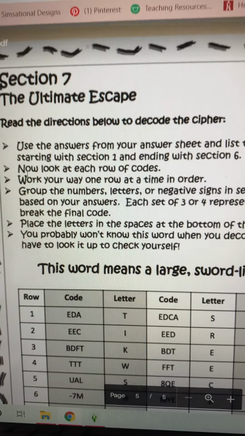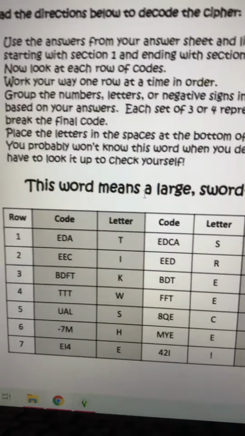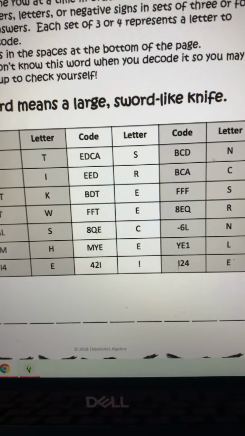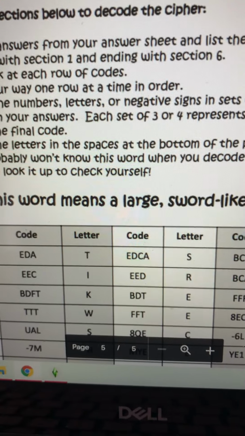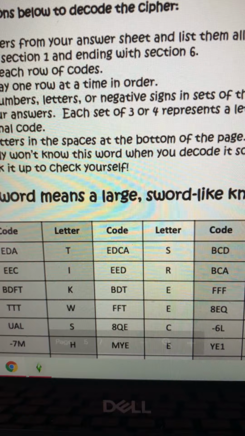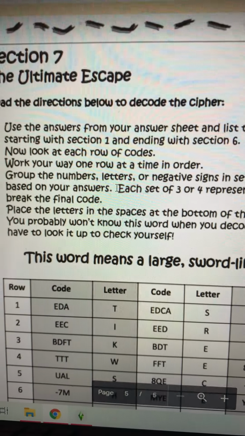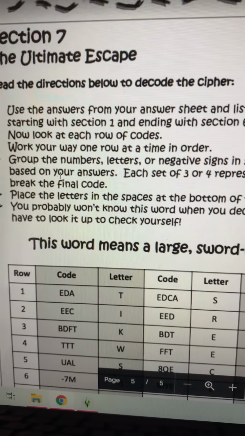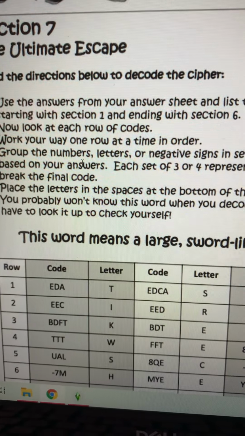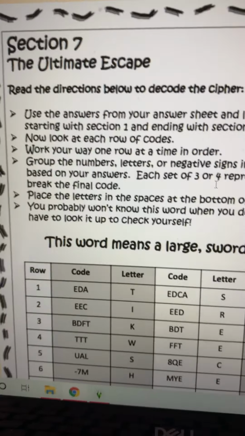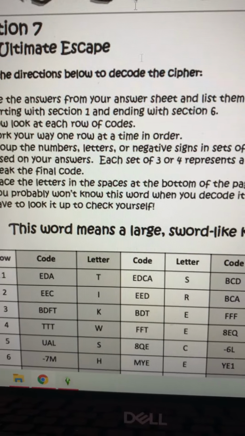Step 2, now look at each row of codes. Okay, here's our row of codes. Codes and codes, all right? Work your way one row at a time in order. Group the numbers and letters or negative signs in sets of 3 or 4 based on your answers. Each set of 3 or 4 represents a letter to break the final code, okay?